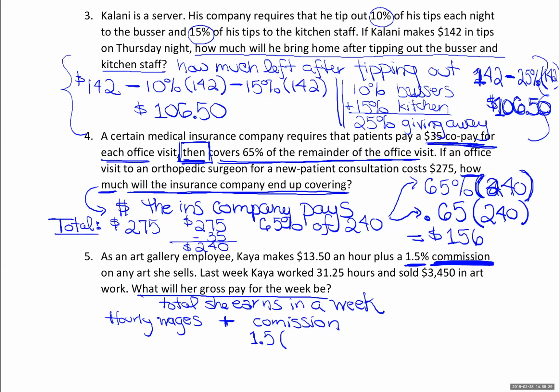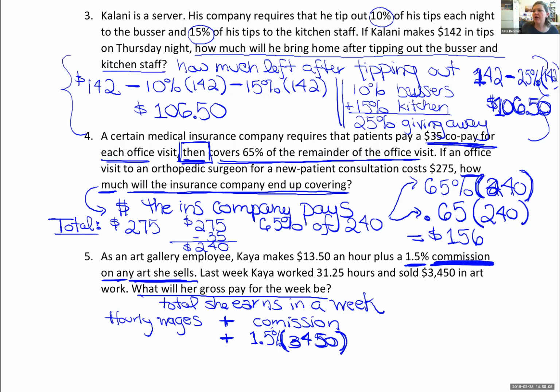And that commission is on any art she sells. So that 1.5% is 1.5% of her art sales. Does that make sense? Yes, I see. Cool. So how much is her art sales? 3,450. Good. And watch how I write that right under the word commission. So I'm doing my planning well. Her commission is 1.5% of the art she sold, $3,450. So I write that under the word commission. Is that cool? Yes. I'm not trying to get lost in this word problem with multiple steps.